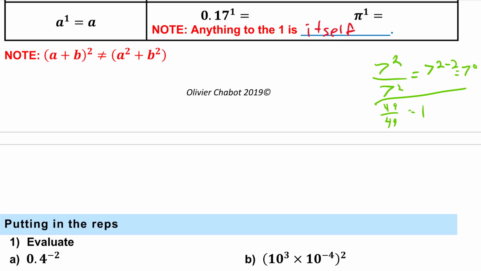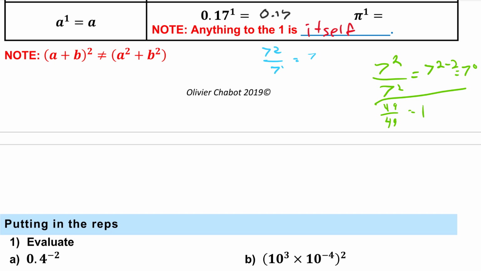So for example, if you have 7 to the 2 divided by 7, that's just going to be 2 minus 1, so that's just going to be 7, right? And you could see it as 49 divided by 7 is 7. There's many ways to see it again. So here it's going to be 0.17. Let me write it in black. So this is just going to be 0.17.